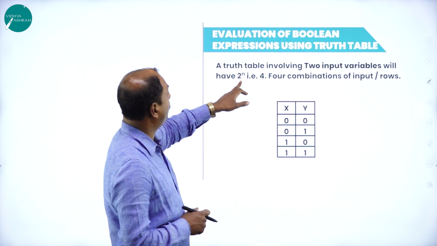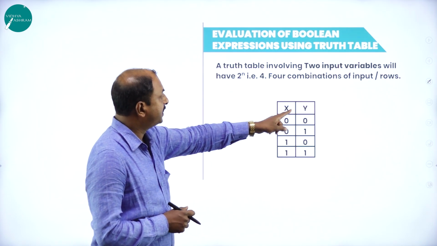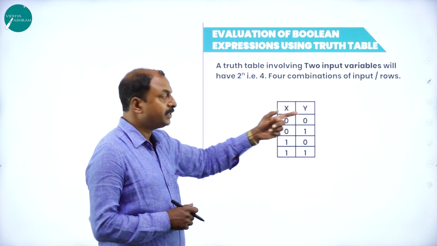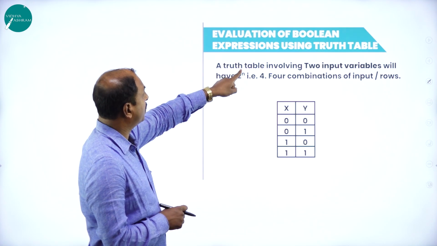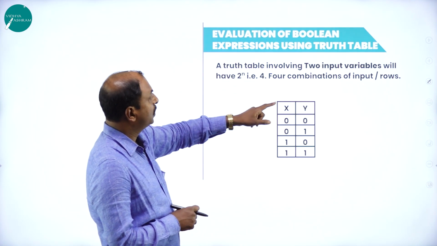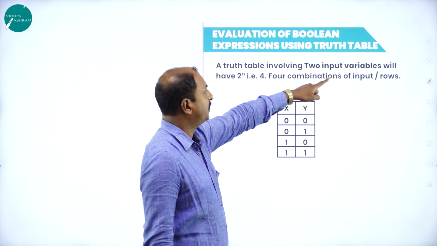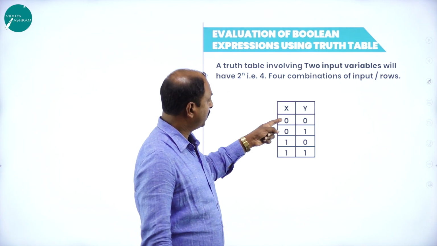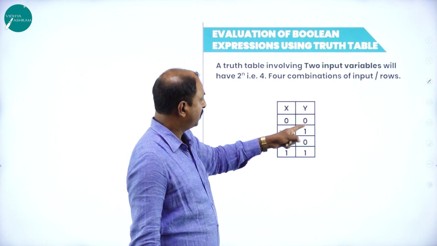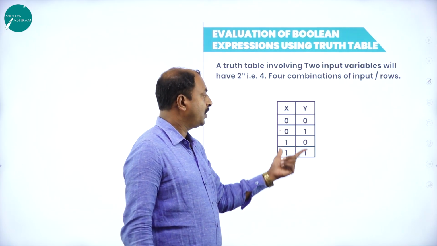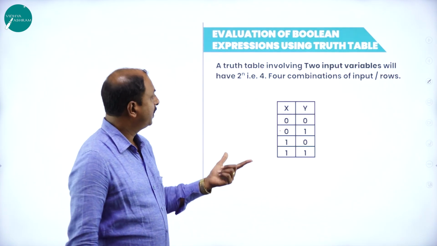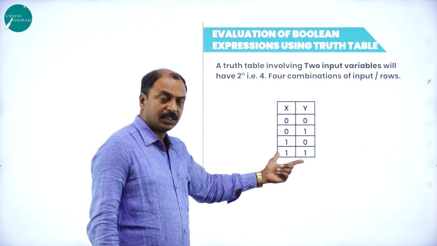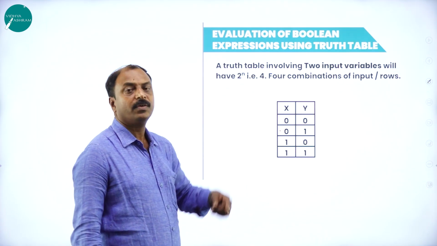So 2 to the power of n. In this example, x and y, there are two variables. So 2 to the power of 2 equals 4. So for two variables, we can have 4 different combinations: 0 0, 0 1, 1 0, 1 1. This is one method of writing different combinations for a given number of variables.